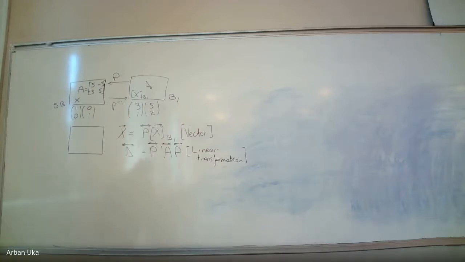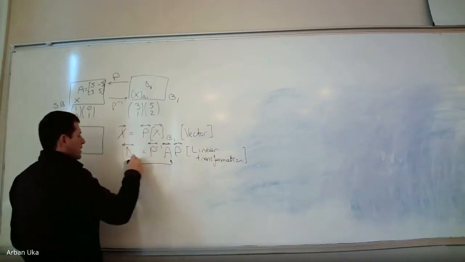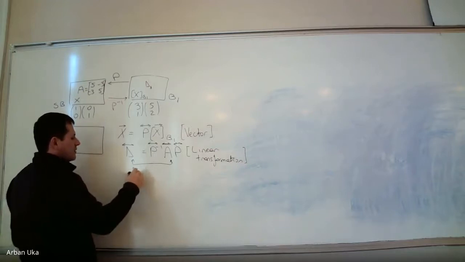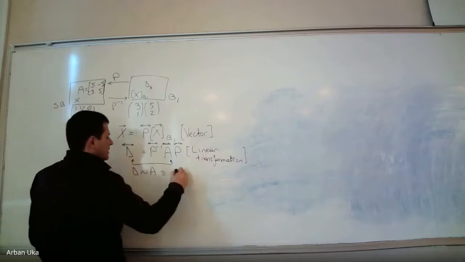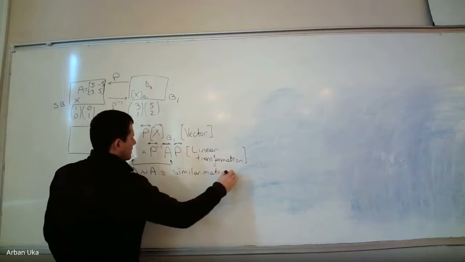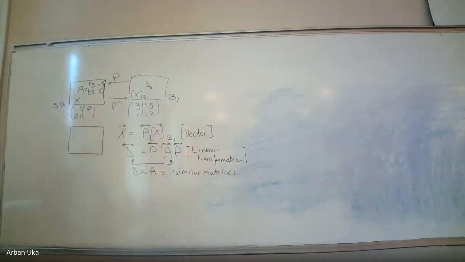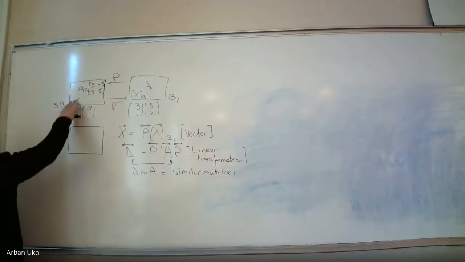So this one we do remember from the last time. And from the most general definition, we know that any two matrices which can be described by this relation, we call similar matrices. So D and A are defined as similar matrices.